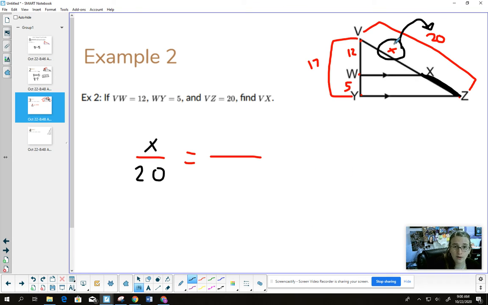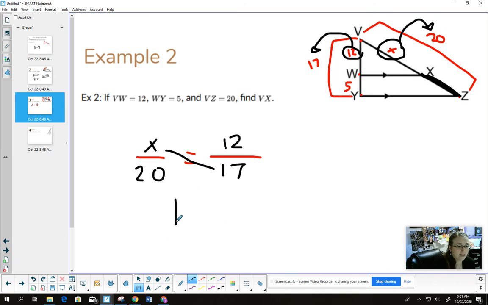Okay, so if I went x to 20, I need to do the same thing for my other fraction. 12 corresponds to x, and 17 corresponds to 20. I hope it's starting to click how we have to do these proportions. Our fractions have to be written in the same way, and this is what I mean by the same way. Top to bottom, top to bottom. Go ahead and cross multiply and solve.